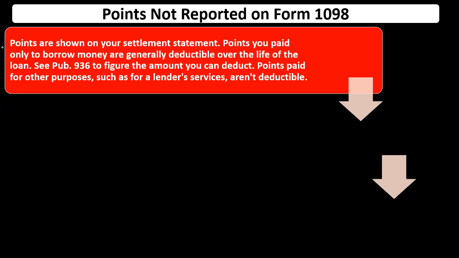This is often the case if you had a purchase that year. If you have mortgage interest on a home that was purchased in prior years, you'll typically get a Form 1098 on it. However, if you have the purchase in the current year, you should go through the settlement statement, the closing statement of the purchase, to figure things like points, which you may be able to deduct. Points are paid only to borrow money. Points are generally deducted over the life of the loan. See Publication 936 to figure the amount you can deduct. Points paid for other purposes, such as for lender's services, aren't deductible.